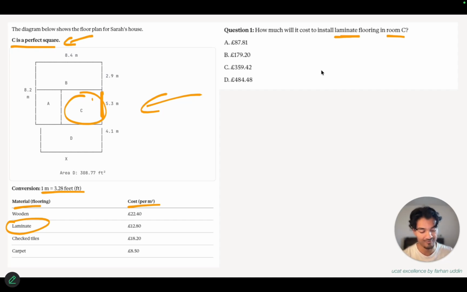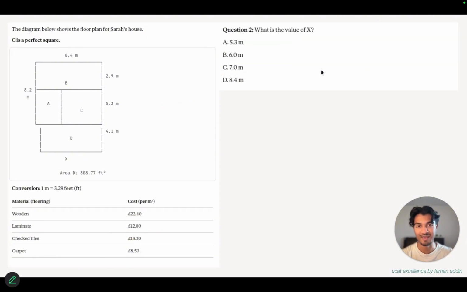So we have 5.3 times 5.3 times 12.8, giving you around about 359.42. Might not be entirely exact, but it's rounded. On the day, you're going to look for exact numbers, so don't do what I just did there. But for the sake of these examples and for the rest of this video, they might not be exact, so go with the closest number. All right, let's move on to our next question.